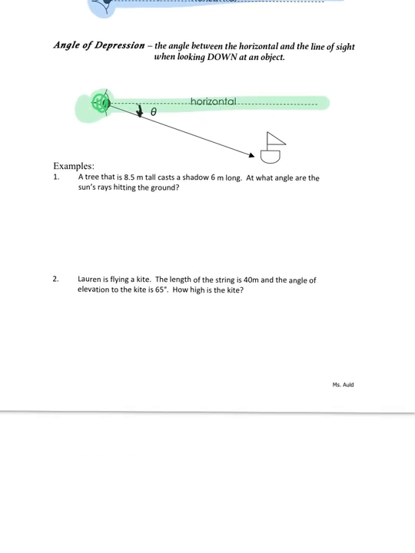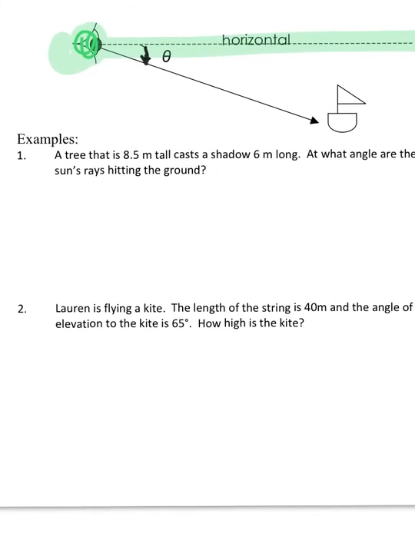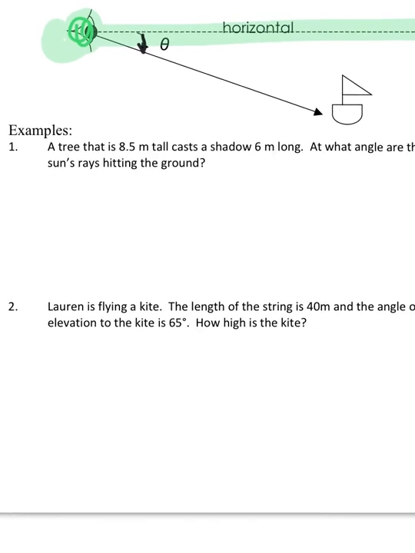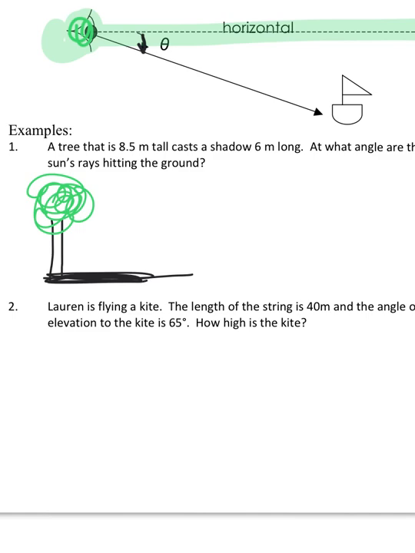So our first example here is a tree that is 8.5 meters tall and casts a shadow of 6 meters long. So you're about to see my brilliant drawing here. So here's my tree. Okay, so it's 8.5 meters tall, and here's the ground that it's sitting on, and it's casting a shadow along the ground. Okay, so we want to know at what angle the sun's rays are hitting the ground.